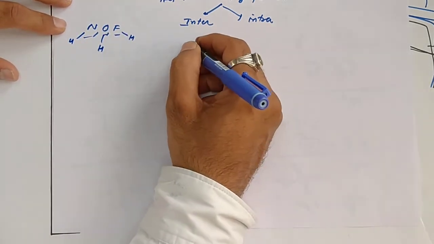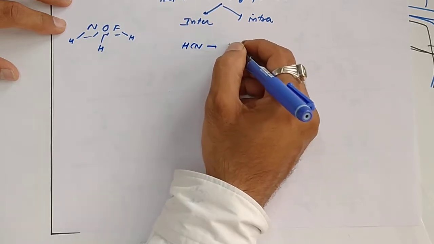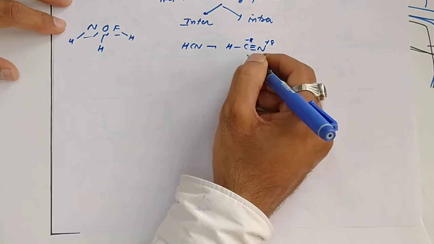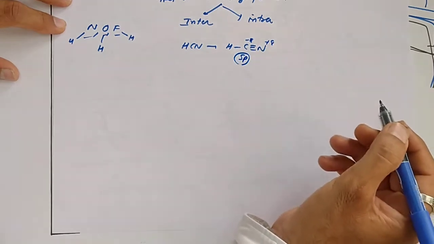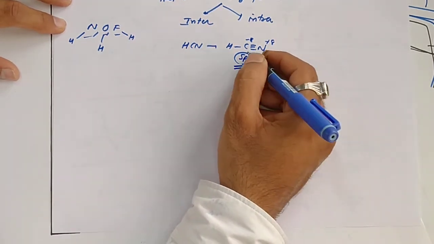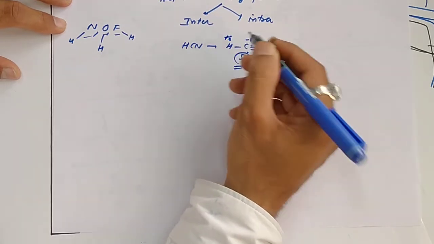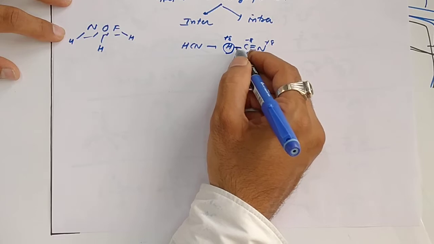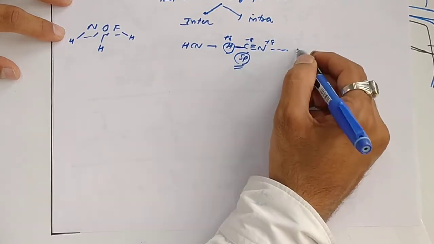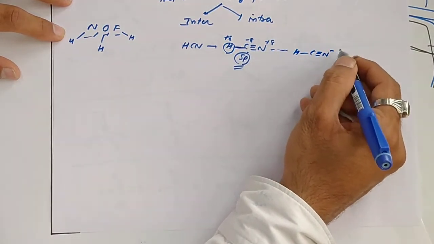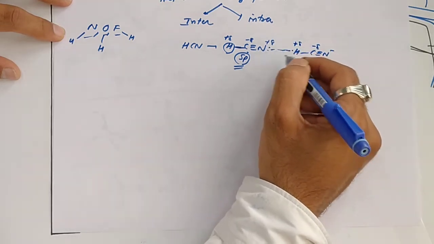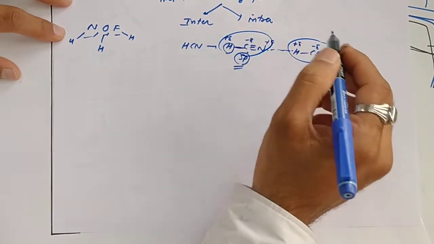An example of another exception is hydrogen cyanide. In hydrogen cyanide, carbon experiences sp hybridization, so the electronegativity of this carbon is high. Yes, so it is more polar. So between two molecules of hydrogen cyanide, a hydrogen bond forms exceptionally.